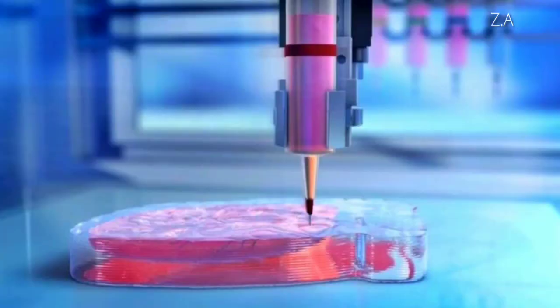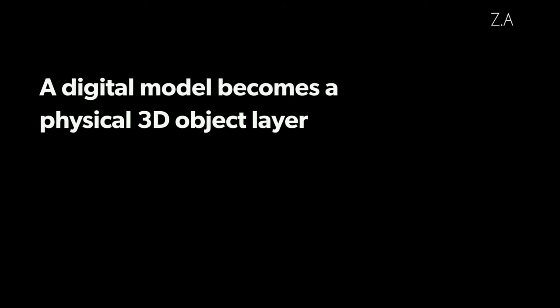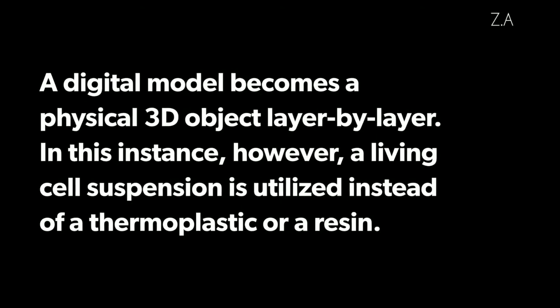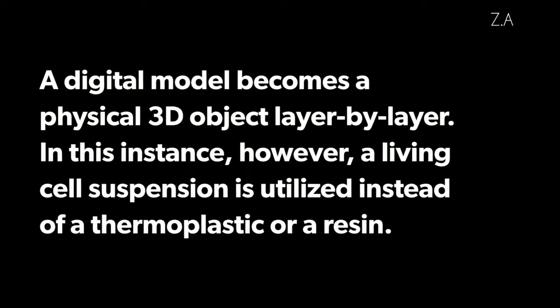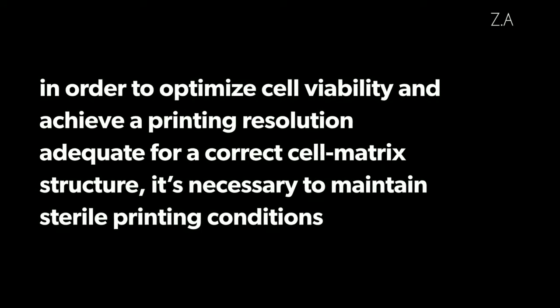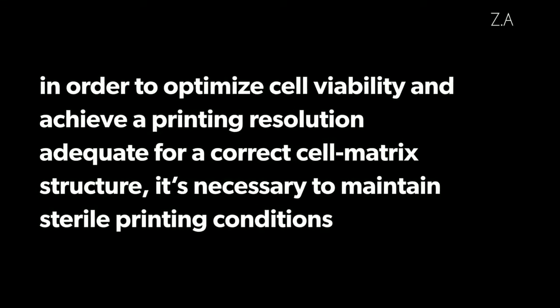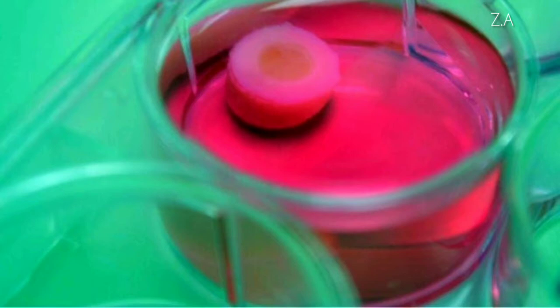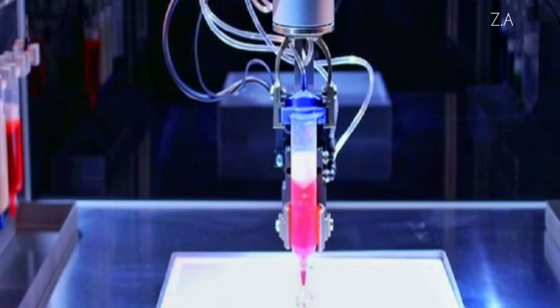In essence, bioprinting works in a similar way to conventional 3D printing. A digital model becomes a physical 3D object layer by layer. In this instance, however, a living cell suspension is utilized instead of a thermoplastic or a resin. For this reason, in order to optimize cell viability and achieve a printing resolution adequate for a correct cell matrix structure, it's necessary to maintain sterile printing conditions. This ensures accuracy in complex tissues, requisite cell-to-cell distances, and correct output.